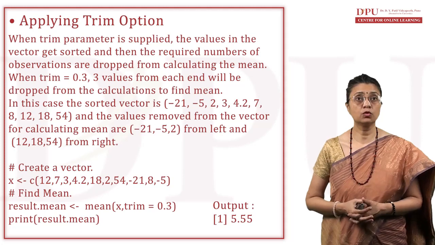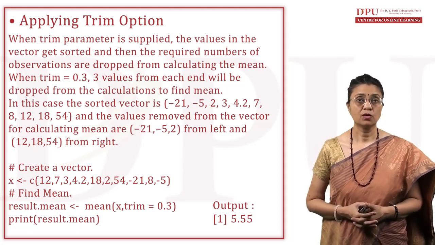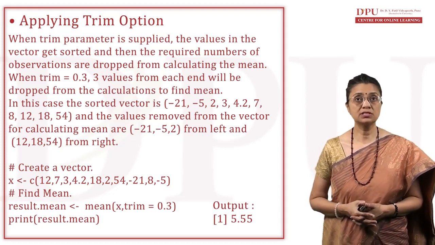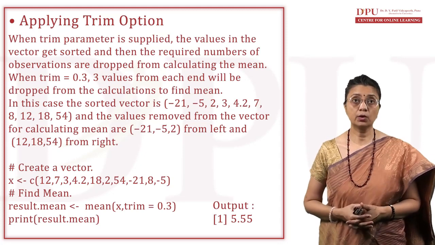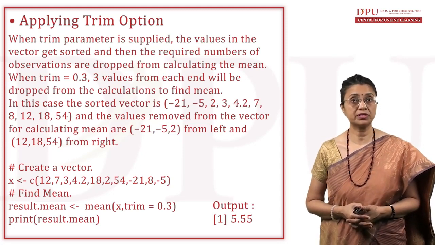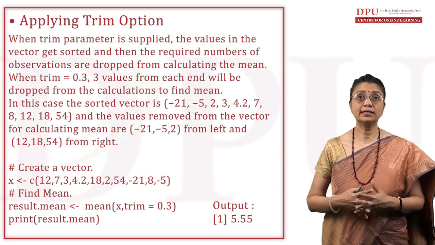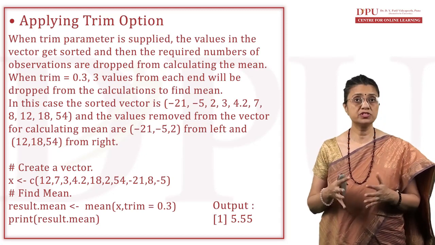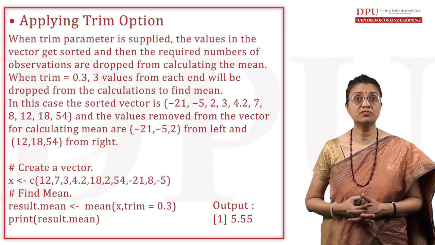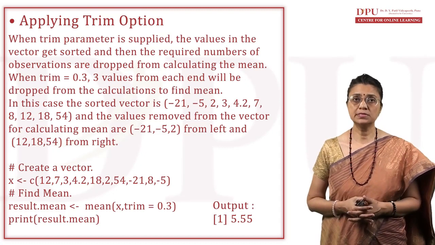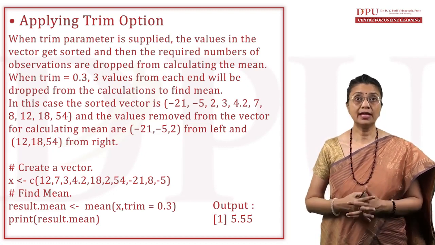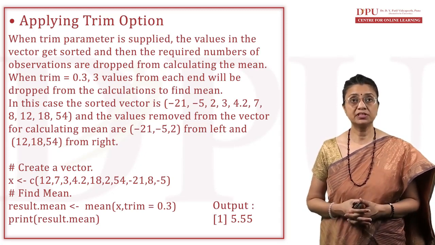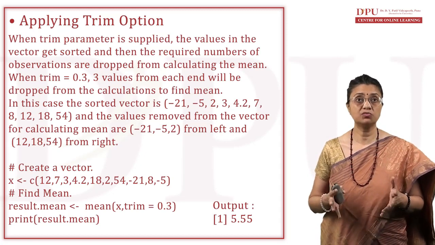Now let's have a look at the trim option in detail. What is trim? Basically, when the trim parameter is supplied, the values in the vector get sorted, and then the required number of observations are dropped from calculating the mean. So the observations from the left and the right-hand side will be dropped. When trim is equal to 0.3, three values from each end will be dropped from the calculations to find the mean.